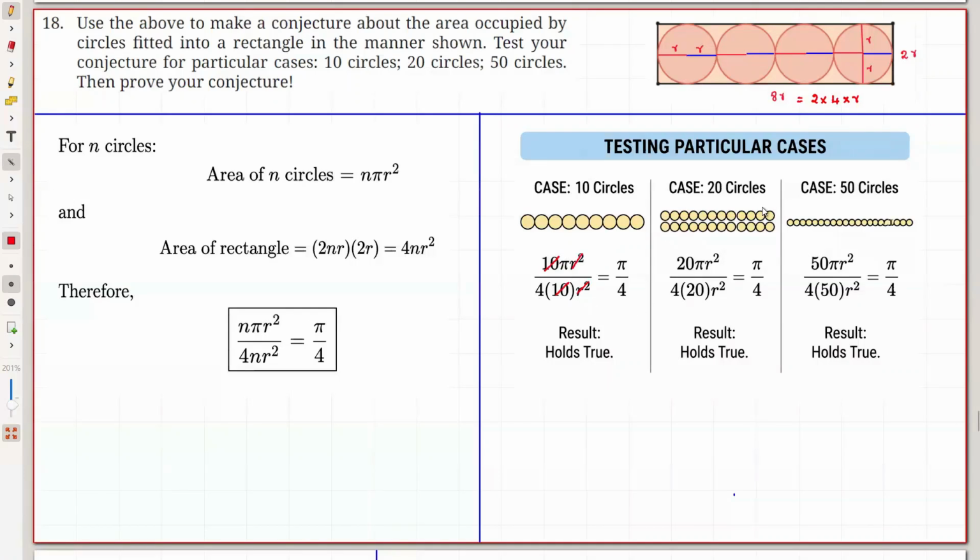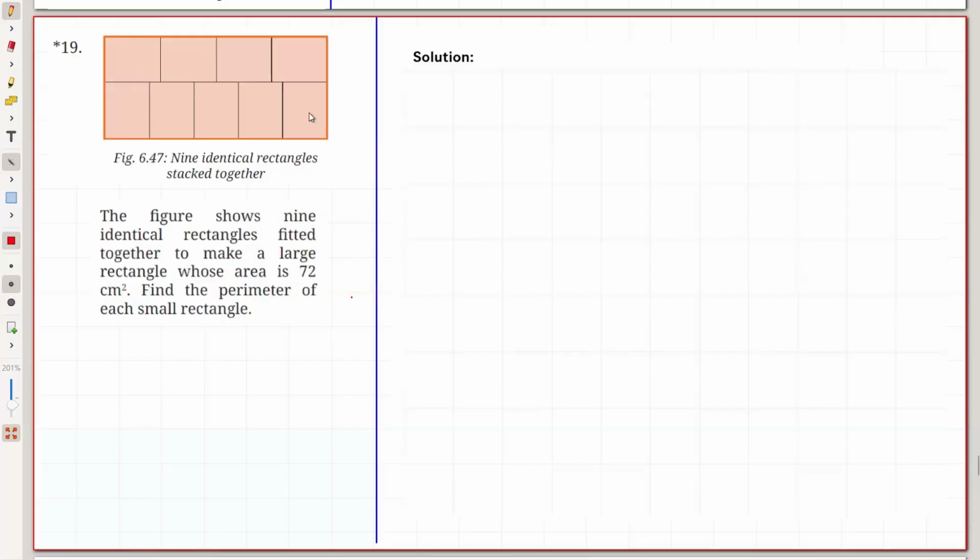If it's 20 circles, it means 20 pi r square divided by 4 into 20 r square. 20 gets cancelled, r square gets cancelled, pi by 4. If it's 50 circles, 50 pi r square divided by 4 into 50 r square. 50 gets cancelled, r square gets cancelled, pi by 4. So this is a general case. Question number 19. You can just see the diagram here.